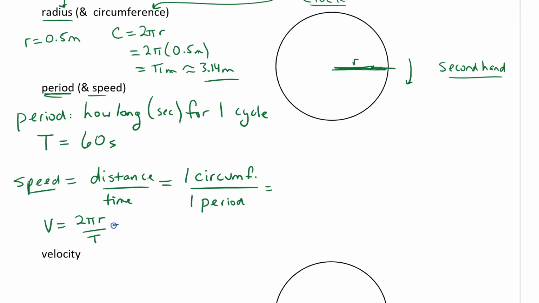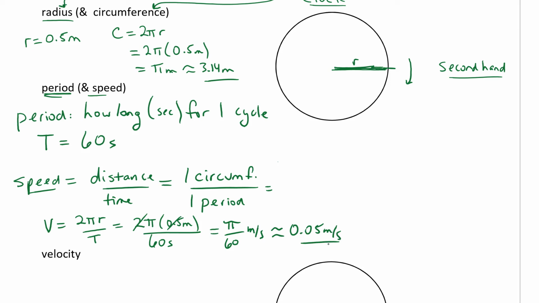So in our example here, it would be 2 times pi times 0.5 meters, all divided by 60 seconds. So this 2 times the 0.5 is equal to pi. So really I get pi over 60 meters per second, which works out to approximately 0.05 meters per second. So we could get a speed, how fast it's going.